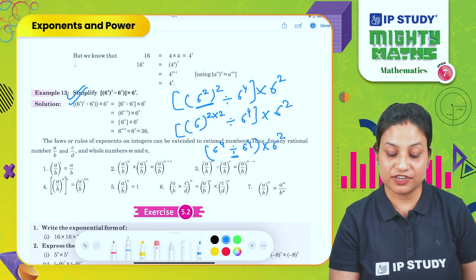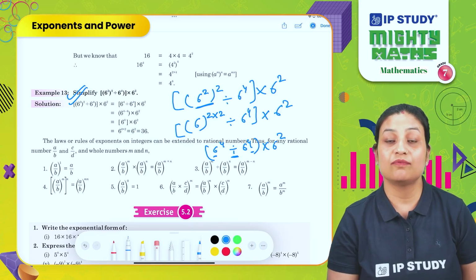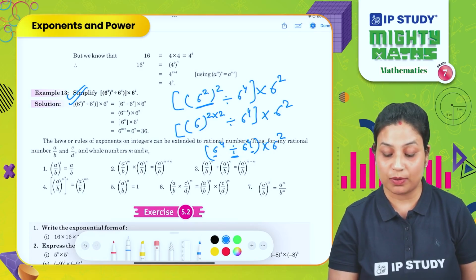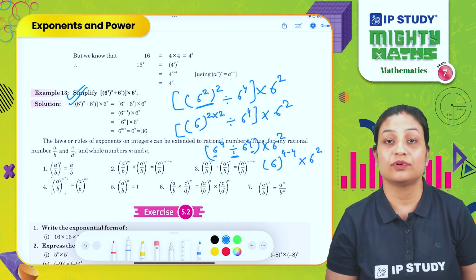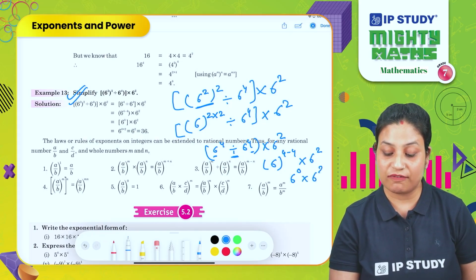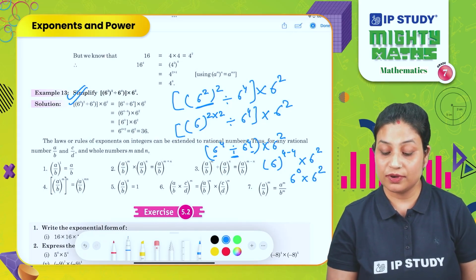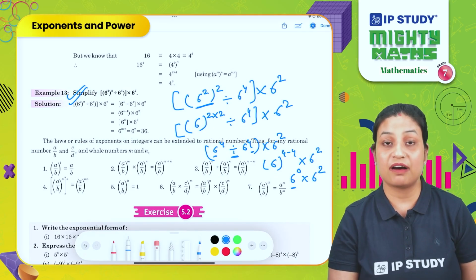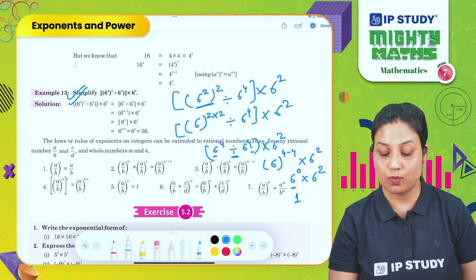Since this is division and the bases are the same, you have to subtract the powers. So you will get 6 raised to the power of 4 minus 4 into 6 raised to the power of 2. So you will be left with 6 raised to the power of 0 into 6 raised to the power of 2. As I've told you, any number having a power of 0 has a value 1. So I will write 1 over here, 1 into 6 raised to the power of 2.